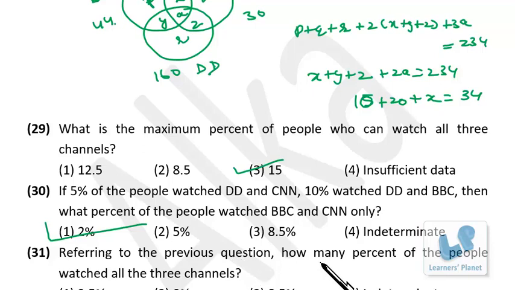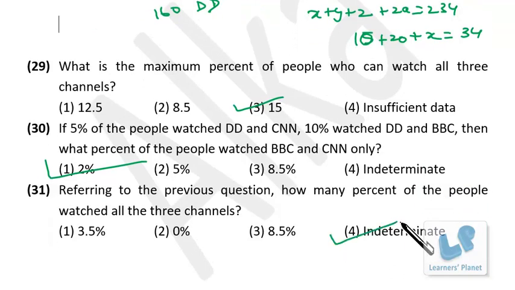Referring to the previous question, how many percent of people watched all the three channels? That means precisely we have to find out the value of A. That is not possible to find out, because since we have to refer the previous question, we have the value of X, Y plus A and Z plus A. So after calculating the value of X, we don't have any A left in this equation. So we cannot find out the value of A. So that is indeterminate, right?